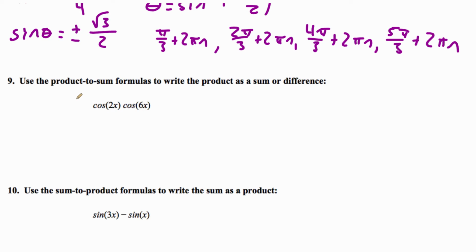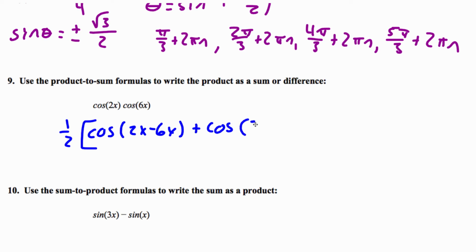In number 9, we're asked to use our product to sum formulas in order to write this as either a sum or a difference. So we've got the cosine of 2x times the cosine of 6x. So if we look at our formulas, we've got a cosine times a cosine. So we're going to go 1/2 times cosine of, subtract the two angles, so 2x minus 6x, plus the cosine of, add the two angles together, so 2x plus 6x. Then we can do a little bit of simplifying.